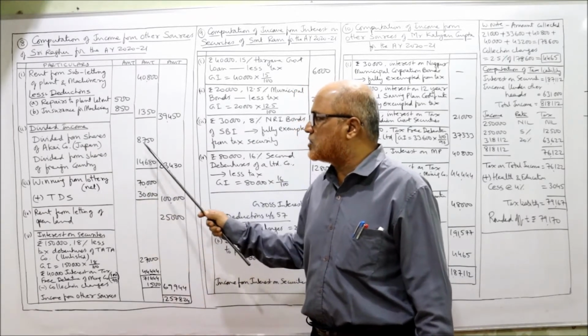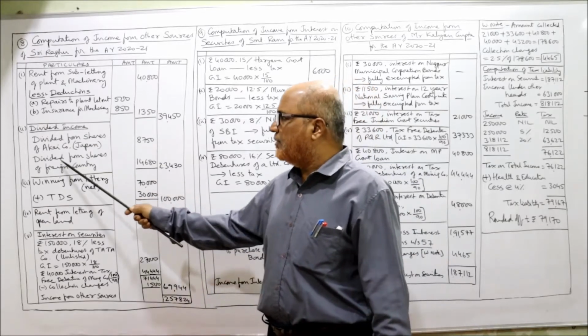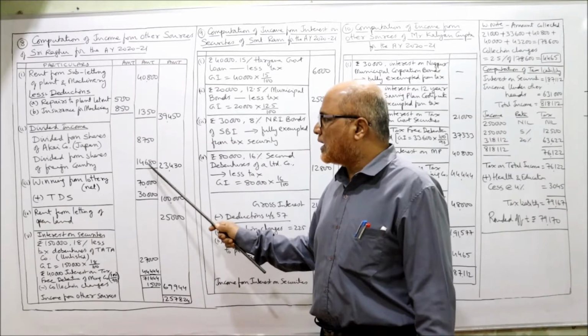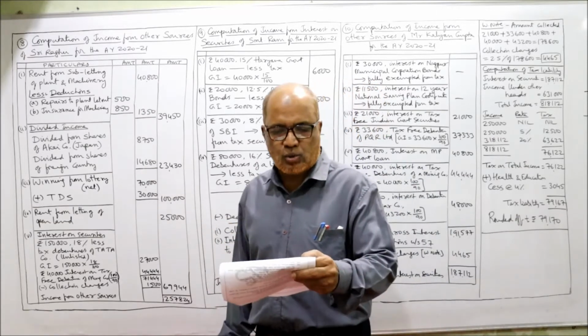Dividend from Akai Company Japan 8,750. Similarly, dividend received from the foreign company is taxable. So both are taxable under income from other sources.